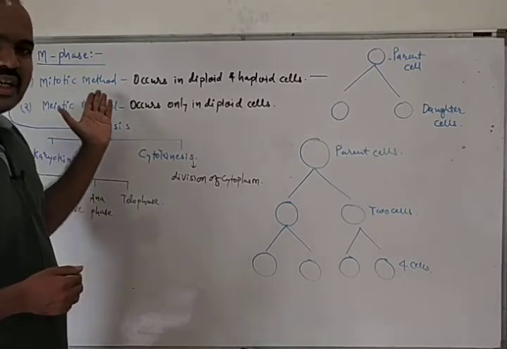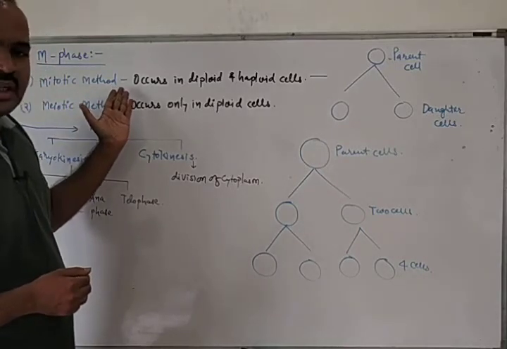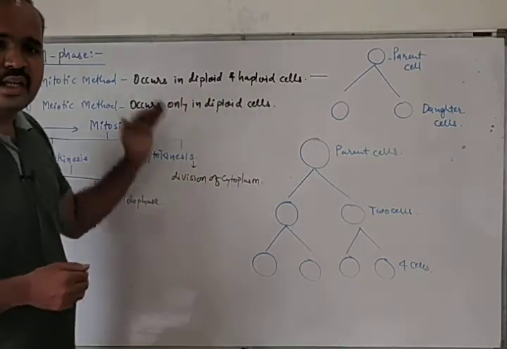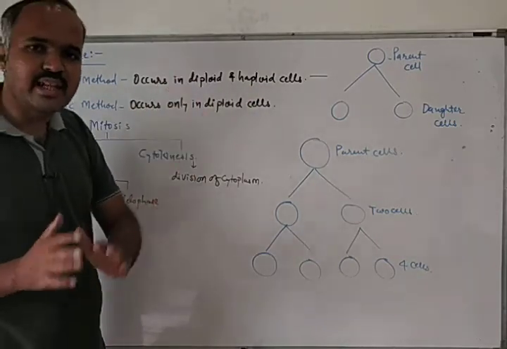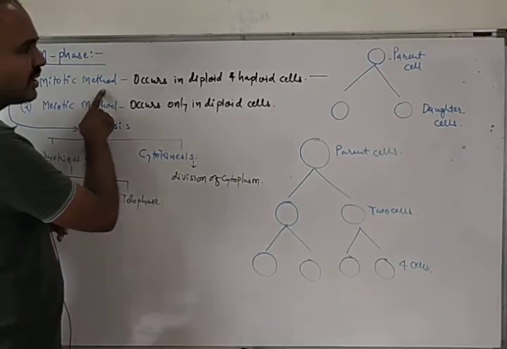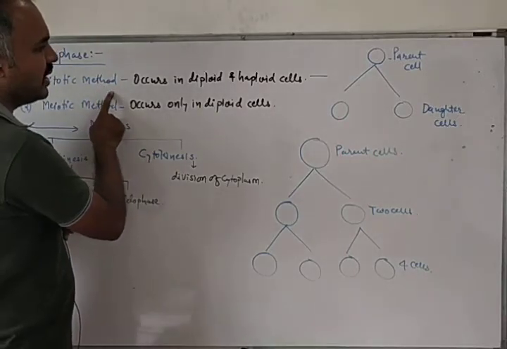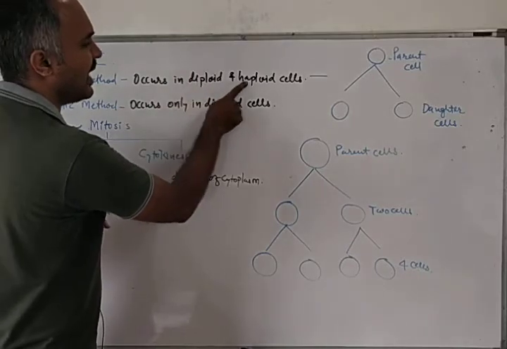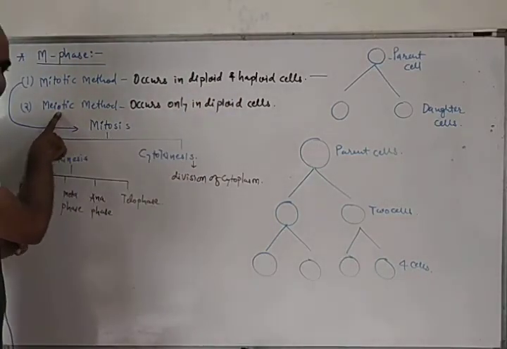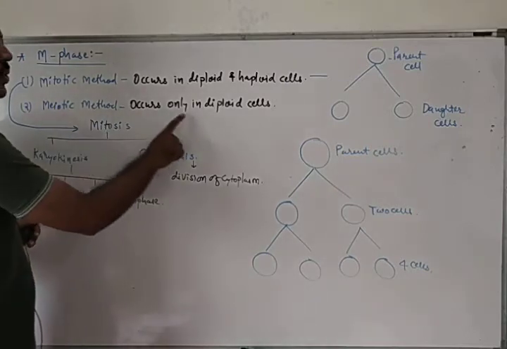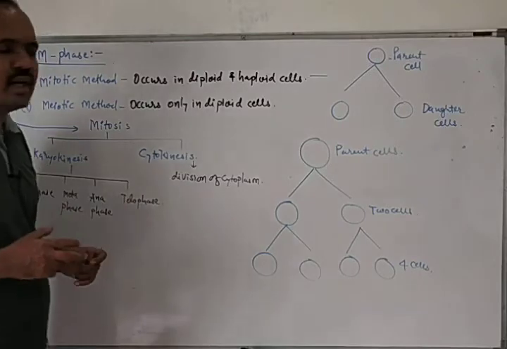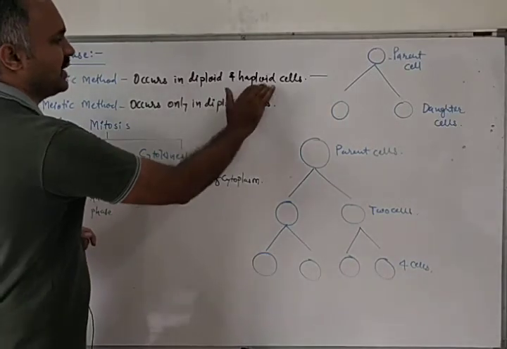When the M phase occurs via the mitotic method, it occurs in both diploid cells as well as haploid cells. And when the M phase occurs via the meiotic method, it occurs only in the diploid cell. Now you may get confused about these terms. What is a diploid cell and what is a haploid cell?